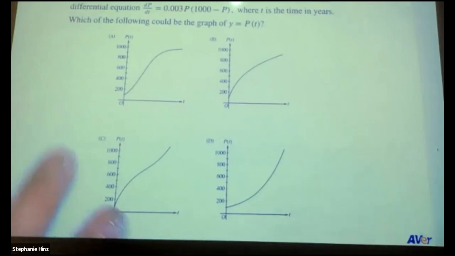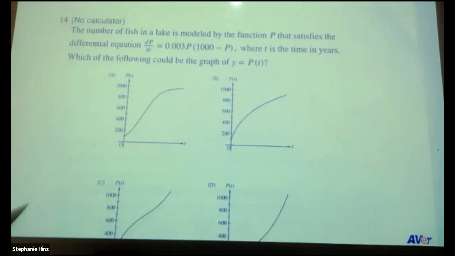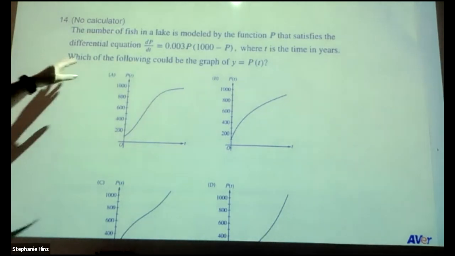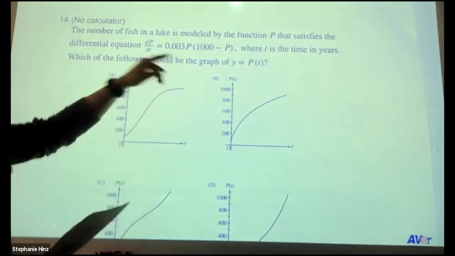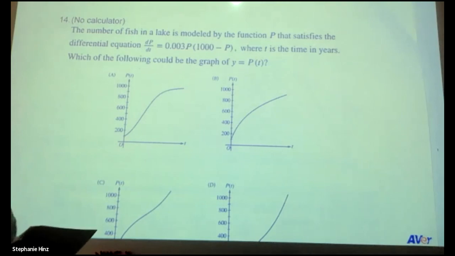And this seems like the simplest question in the world, but people flip out because there are so many words. So it says the number of fish in a lake is modeled by the function p that satisfies this differential equation, where t is the time in years. Which of the following could be a graph of y equals p of t?